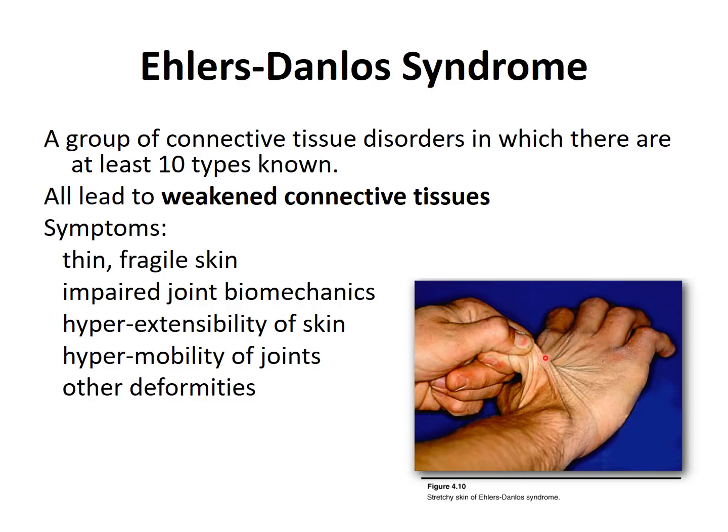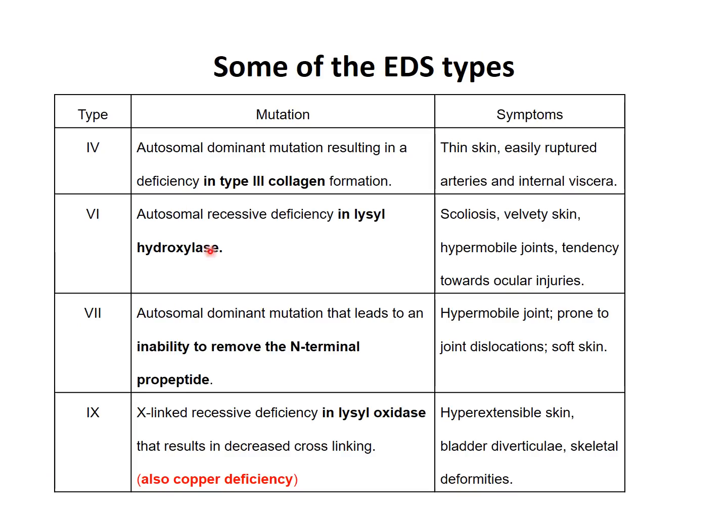It is really very funny looking, and other deformities. So let me introduce you to just a couple of Ehlers-Danlos syndrome biochemical reasons. So this is type 4, 6, 7, and 9. And I would like you to remember what is going wrong in these particular types of EDS.